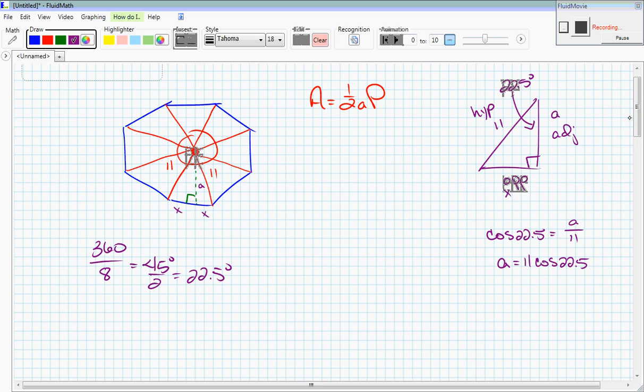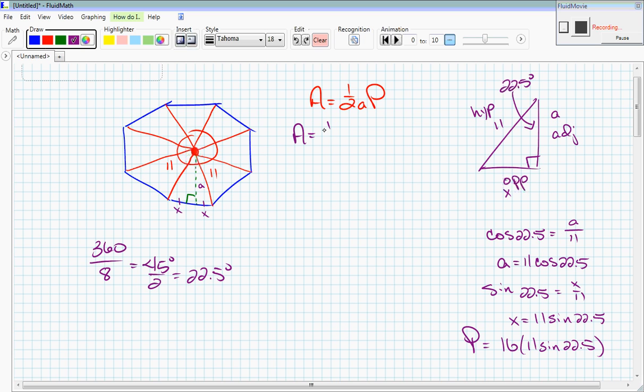Okay, in order to find the perimeter, we have to find x. There are 2 per side. But to find x, we would use sine. The sine of 22.5 is equal to x over 11. x equals 11 sine 22.5. Alright, now that's x. Now again, not only is this an angle bisector, it's also a perpendicular bisector, so we have 2 of these x's per side, and we have 8 sides. So in order to find the perimeter, we would take 16 times this length. So now we have the apothem and the perimeter.